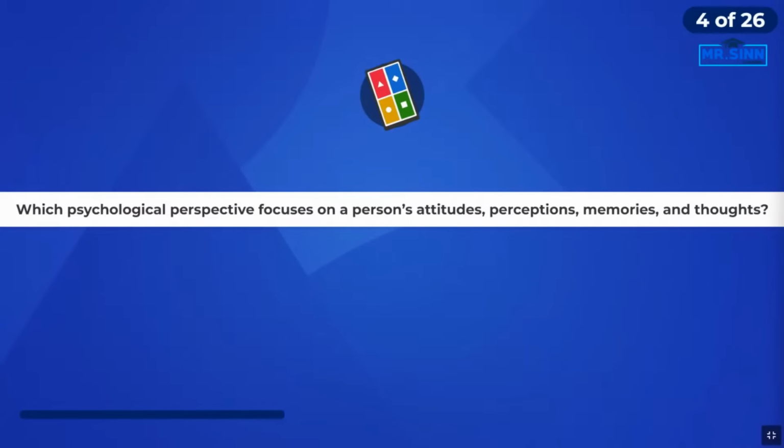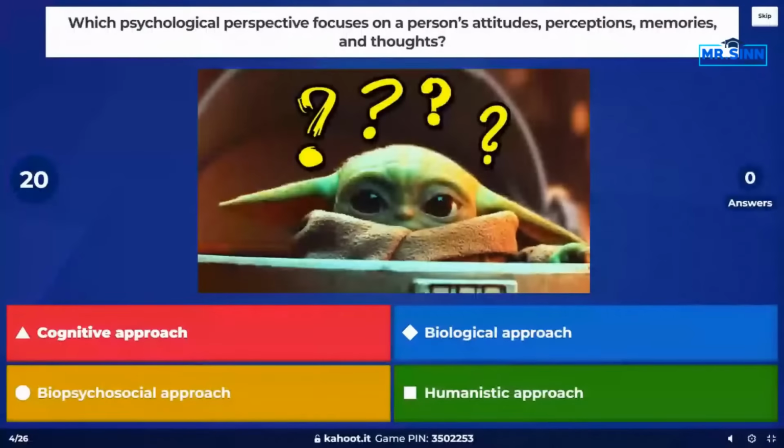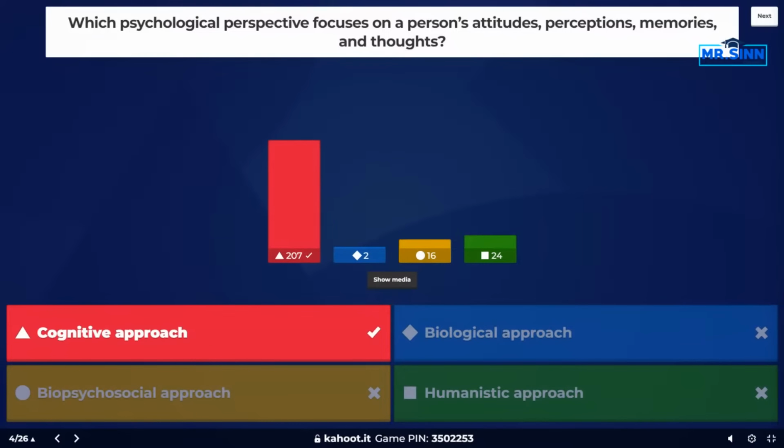All right. What psychological perspective focuses on a person's attitudes, perceptions, memories, and thoughts? The IV is the one that can be manipulated. Yes. Is the audio not working? If the audio is not working, let me know. All righty. So we're looking here at different perspectives. Okay. And it is the cognitive, which now that I'm looking at this, I realize that one's bolded, so maybe that helped you out.